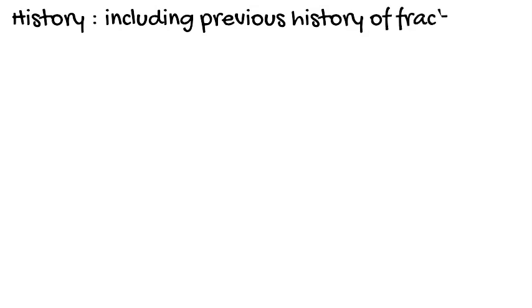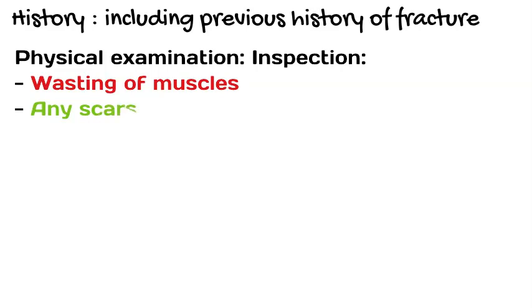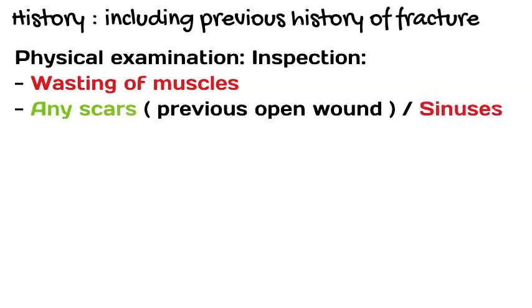The history includes the previous history of fracture. Physical examination: during inspection, look for wasting of muscles, any presence of scars that indicate a previous open wound, and any sinuses, which mean infection, or redness.